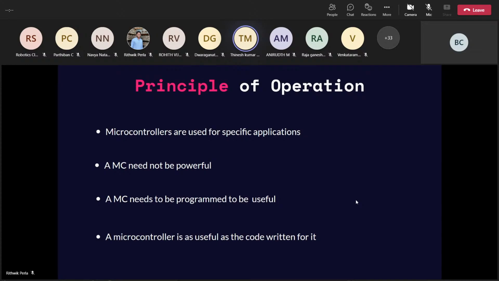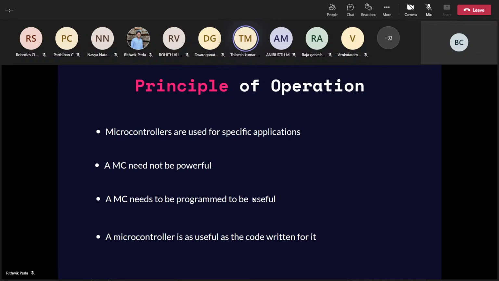Then, a microcontroller need not be powerful. The first point explains it: because it is not going to perform as many tasks as a microprocessor, it need not be powerful. It just needs the right amount of power to do that specific task.